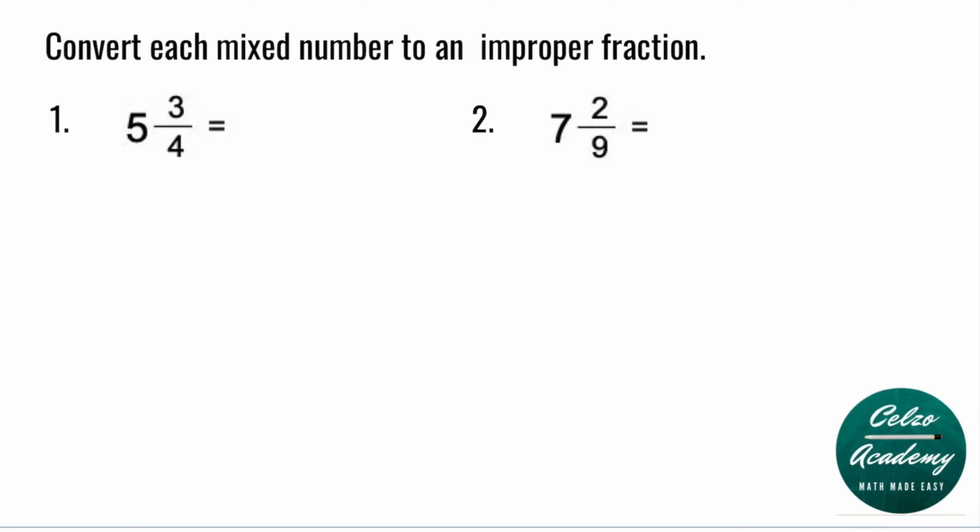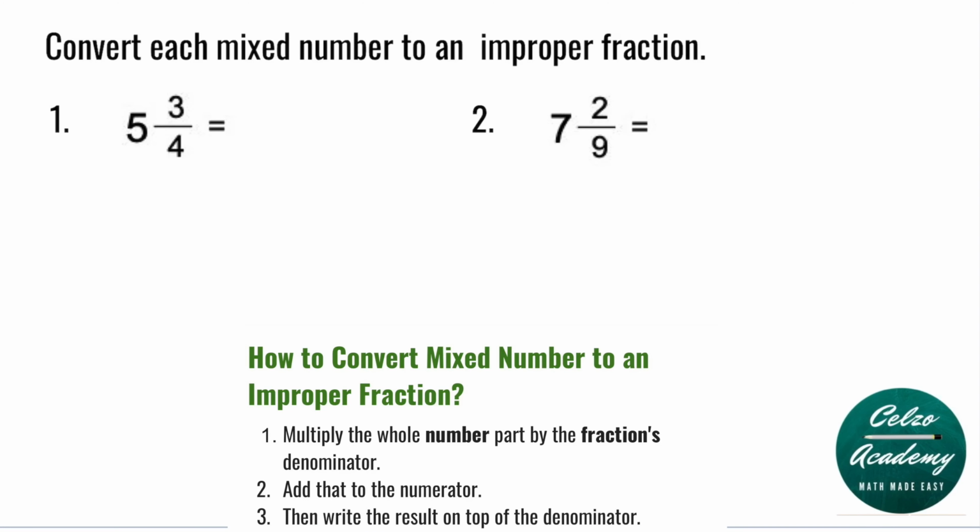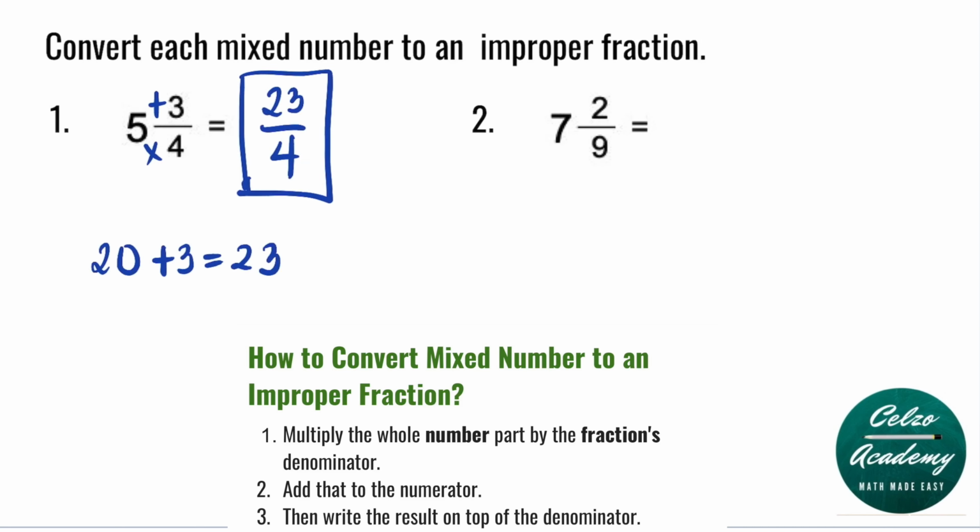Example number 1, 5 and 3/4. Step 1 is to multiply the whole number 5 and the denominator 4, and 5 times 4 is 20. Step 2 is to add that 20 to the numerator 3, and 20 plus 3 is 23. And we will write the answer as 23 over the denominator 4. So the answer is 23 over 4.